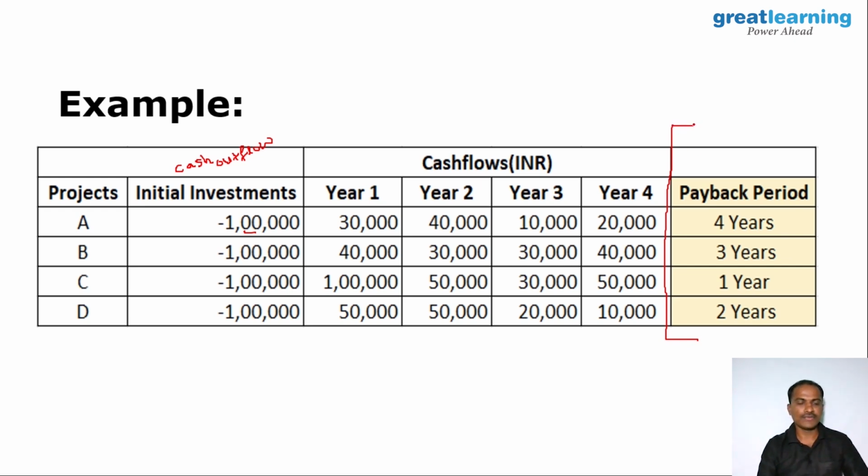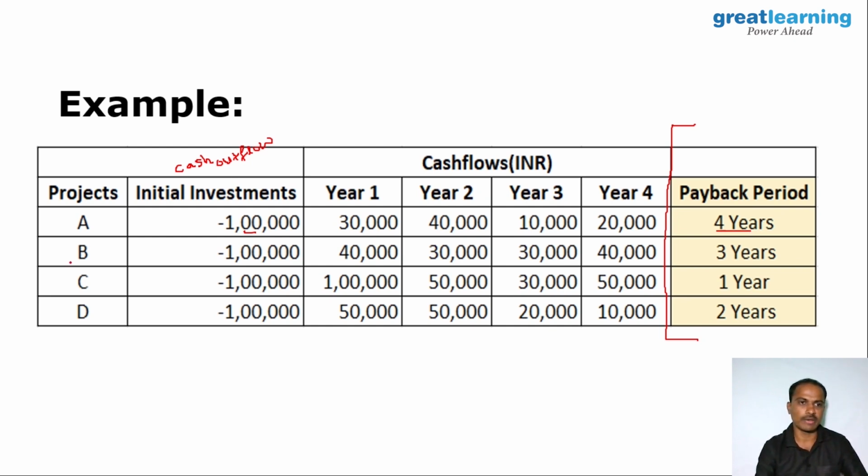Now, if you see project A, the initial investment was 1 lakh. Okay, so how much time did the project take to recover the initial investment? 30,000 plus 40,000 plus 10,000 plus 20,000. Okay, so 30, 40, 70 plus 10, 80, 80 plus 20, 1 lakh. So it took 4 years. Okay, so this requires 4 years to recover the initial investment. That means, how quickly is the business recovering the initial investment? Project A is requiring 4 years to recover the initial investment.